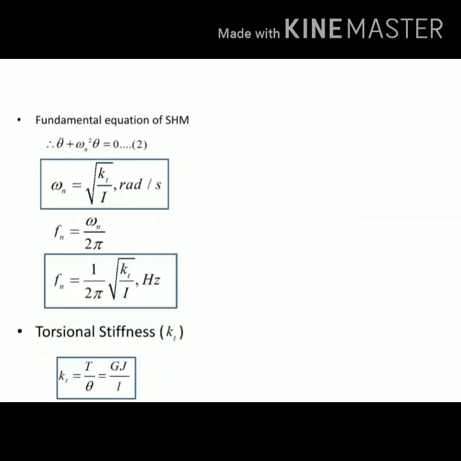We know the torsional stiffness kt is equal to torque divided by angular displacement. So you can write T by theta is equal to GJ by L. You can put this value kt is equal to GJ by L in the frequency equation. We can write f n is equal to 1 by 2 pi under root of GJ by L I.